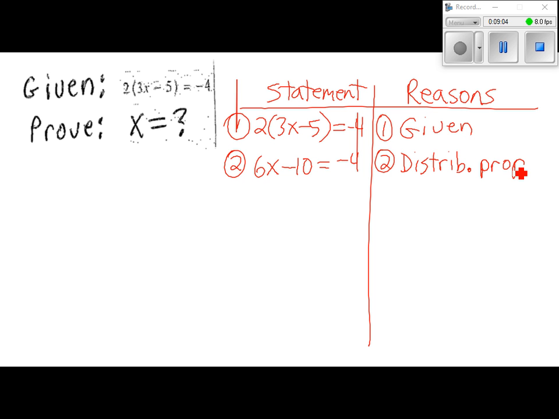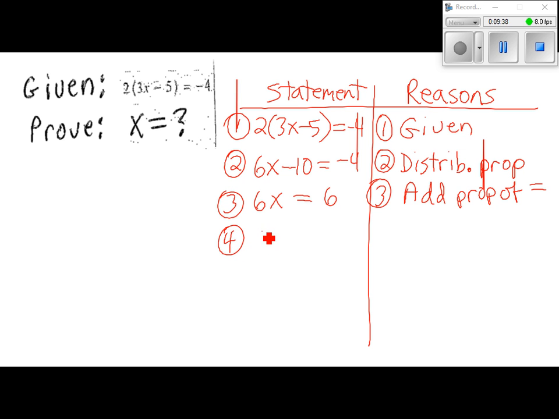Again, in our 2-column proof, do we want to show our work? No. They just go 3x, be careful, equals 6. What is it? 6x equals 6. Everybody agree with that? Yep. What did we use there? Addition property of equality, because we did the same thing to both sides of the equation. Then x equals 1. Does everybody agree with that? Yeah, that was division property of equality.